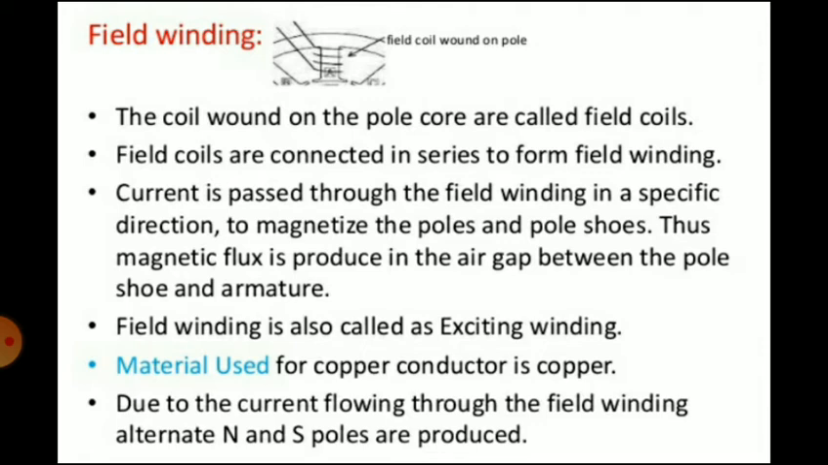Current is passed through the field winding in a specific direction to magnetize the poles and the pole shoes. Thus, magnetic flux is produced in the air gap between the pole shoe and the armature. So, the field winding is also called the exciting winding. The material used for the conductor is copper. Due to the current flowing through the field winding, alternate N and S poles are produced.